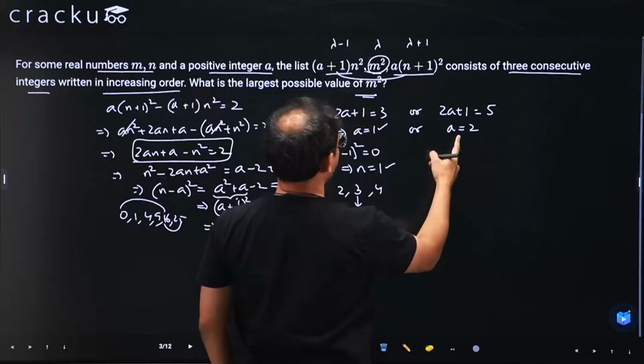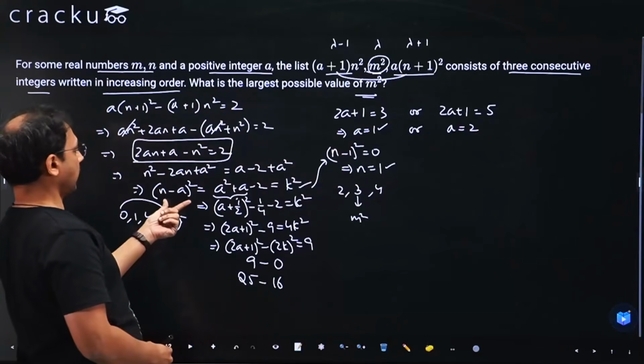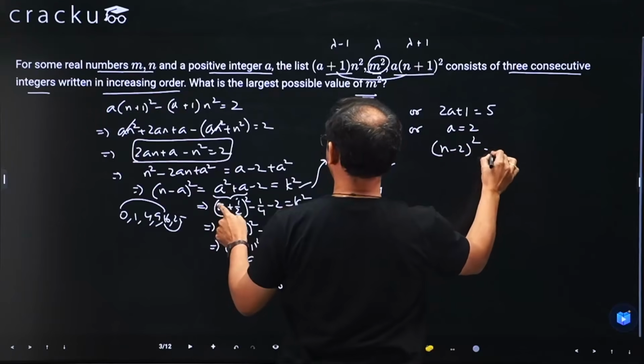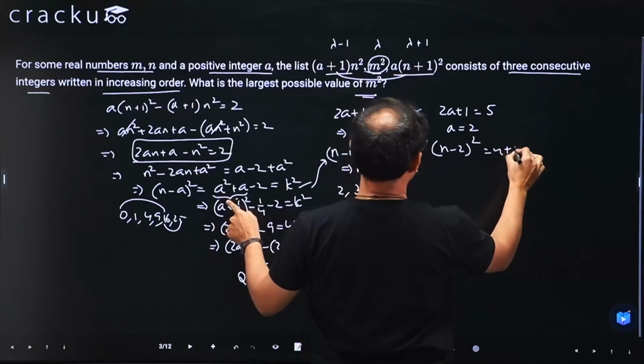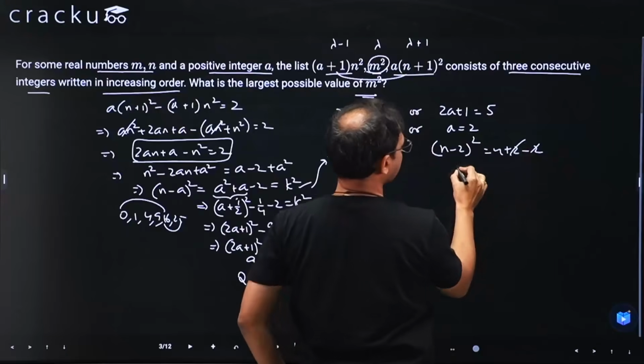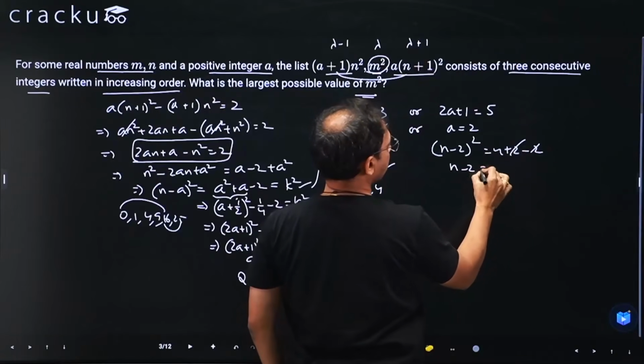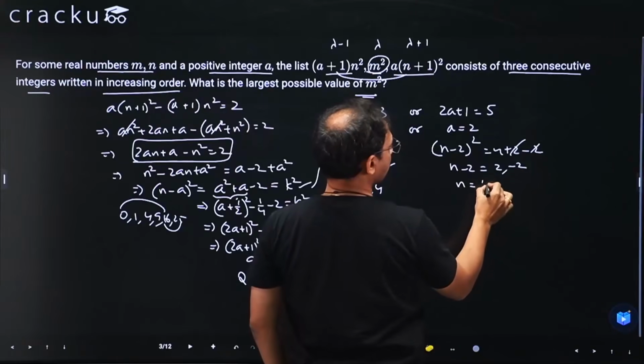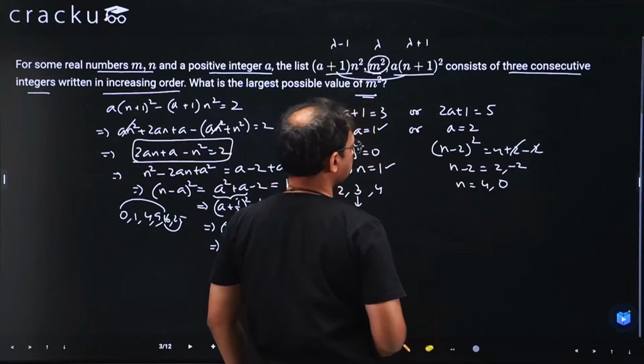In this case, if a is equal to 2, substitute here, I'll get (n - 2)^2 is equal to 4 plus 2 minus 2. This will get cancelled off. I get n minus 2 is 2 or minus 2, or n is 4 or 0.